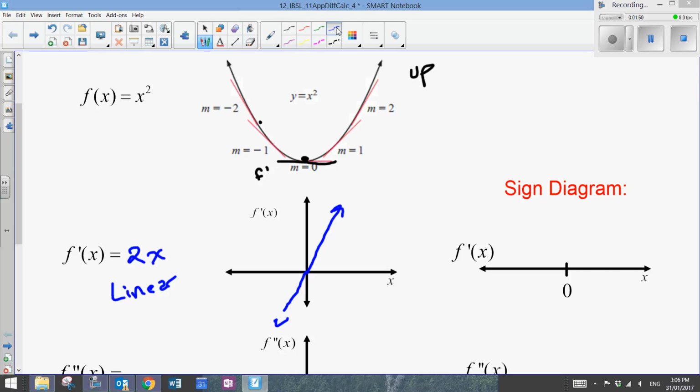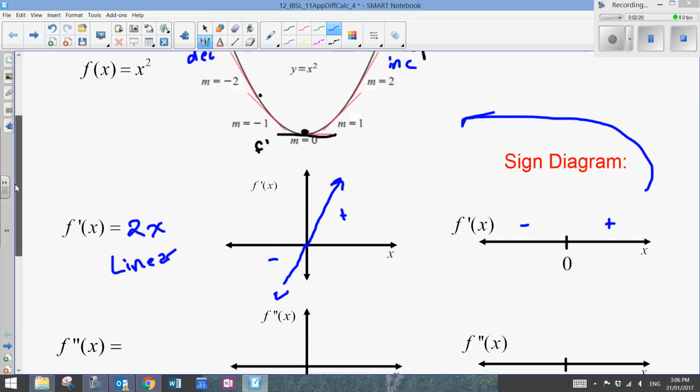So there's our gradient. And if I did my sign diagram, it's negative until 0 and then positive after 0. So negative y values, positive y values. So my sign diagram would show that I have negative, positive. We already discussed that if your first derivative sign diagram has a negative and a positive value, it says that your original graph was decreasing and then increasing. So decreasing and then increasing.